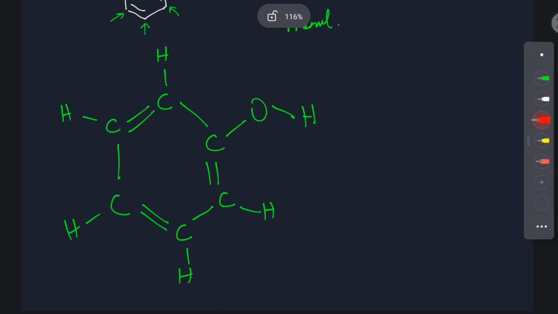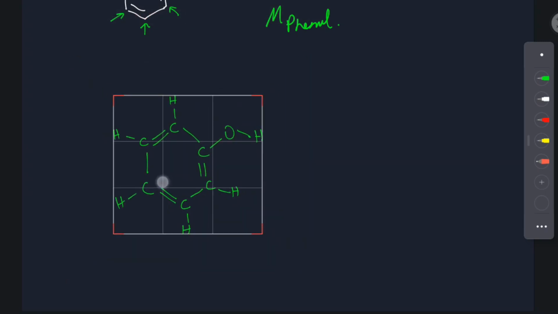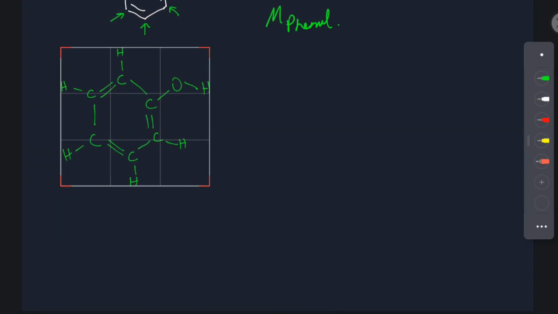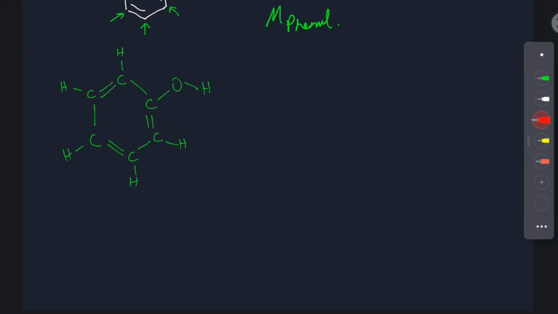So the molar mass of this compound is equal to 6 hydrogen atoms, 6 carbon atoms, and 1 oxygen atom, and we can write it. Molar mass of phenol should be equal to the molar mass of hydrogen. There are 6 of them. There are 6 carbon, and there is 1 oxygen.